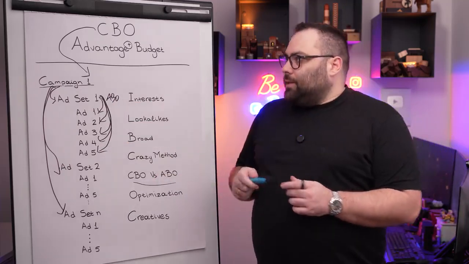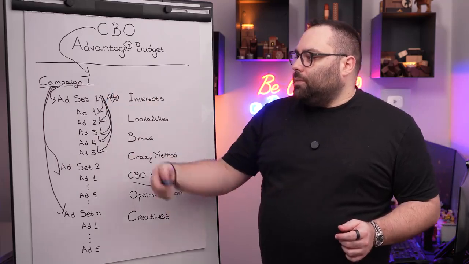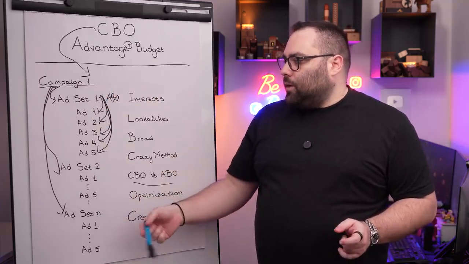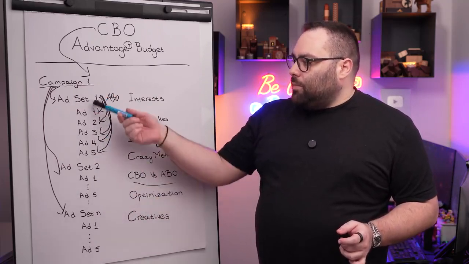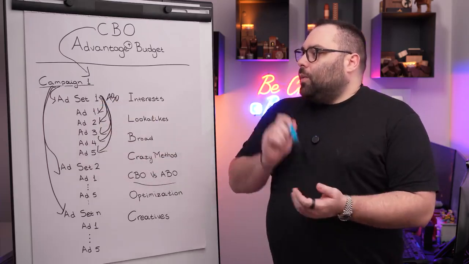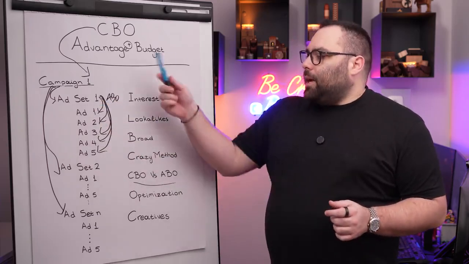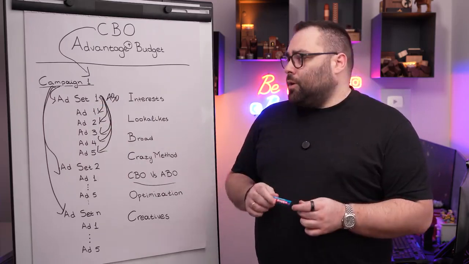So the campaign budget optimization means that the budget that we're going to set over here is going to be distributed to the different ad sets, okay? And then the ad sets are going to distribute it to the ads. On ABO, we have the ad sets having their budget distributed to the ads. What does this mean? That means that this is a campaign that needs a lot of optimization. But optimization is something that we're going to cover in a little bit.